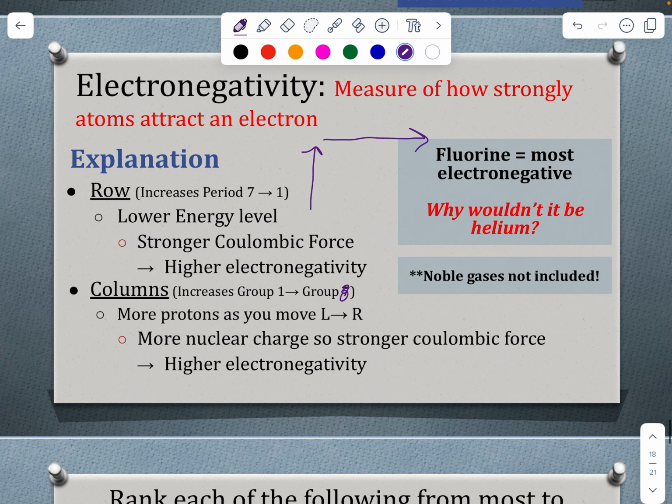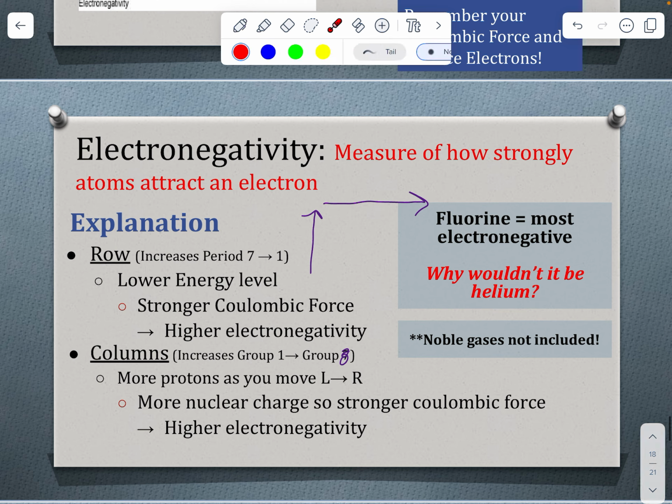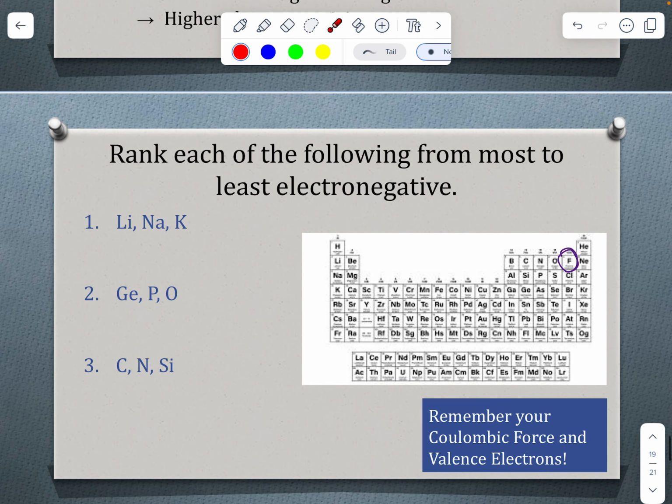So take a minute and consider, why wouldn't it be helium? If we think about it, it makes sense that noble gases would not be included, because of how strongly atoms attract an electron. If we look at any of our noble gases, those already have full outer shells. They have the valence electrons they want, and so they don't want any more electrons. They're not going to attract any more, which makes fluorine our most electronegative element.